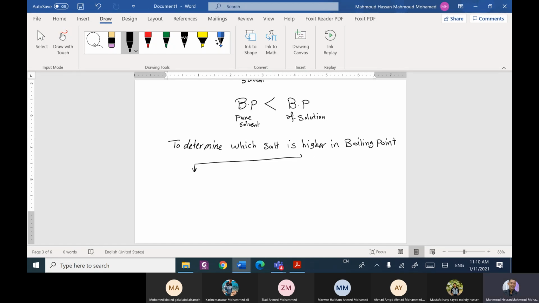Firstly, we must determine the identity of the salt. So firstly, determine the identity of the salt: ionic or covalent.